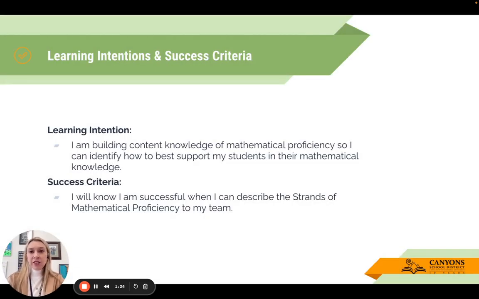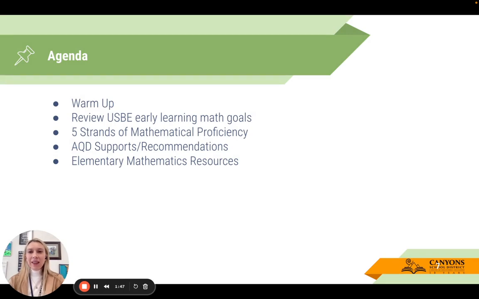Going to our learning intentions and success criteria, today I hope that you're able to build some content knowledge of mathematical proficiency to identify how to best support students in mathematical knowledge. And you'll know that you're successful when you can describe the strands of mathematical proficiency to a member of your team, your coach, your principal, random person at the grocery store. I hope that we can build this into our regular language. Here's just a quick look at our agenda.